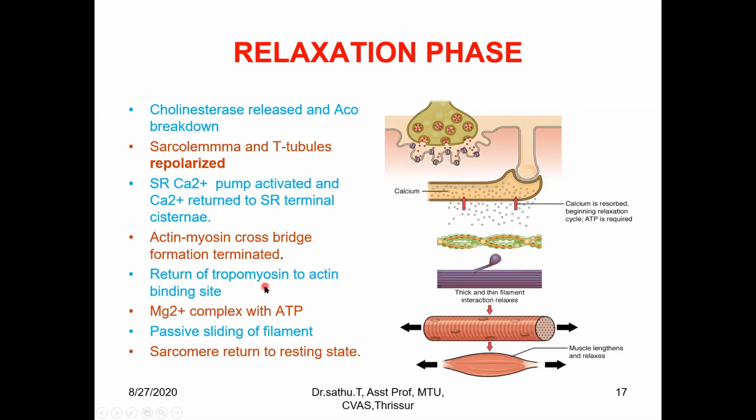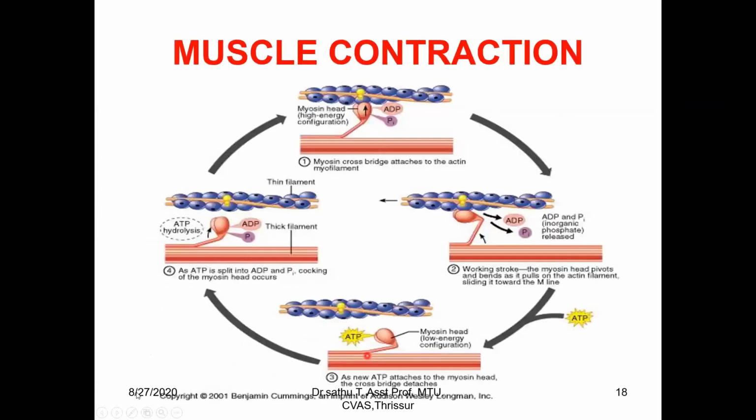The tropomyosin comes and binds with the actin, and the site is covered. Another thing is that magnesium forms a magnesium ATP complex. The magnesium binds with the ATP, passive sliding of the filament takes place, and the sarcomere returns to the resting state. This is what happens.